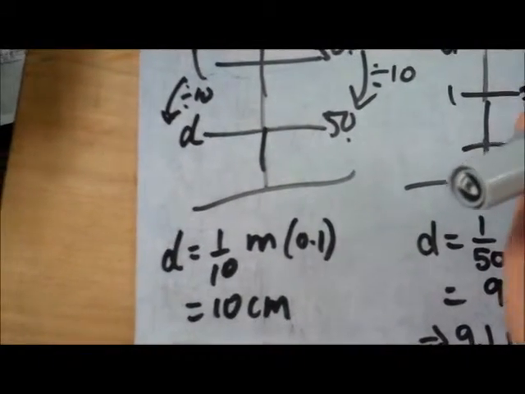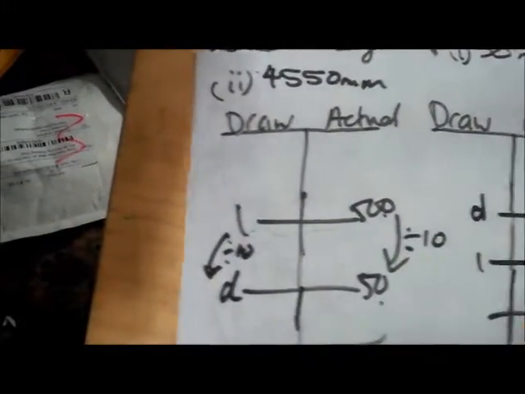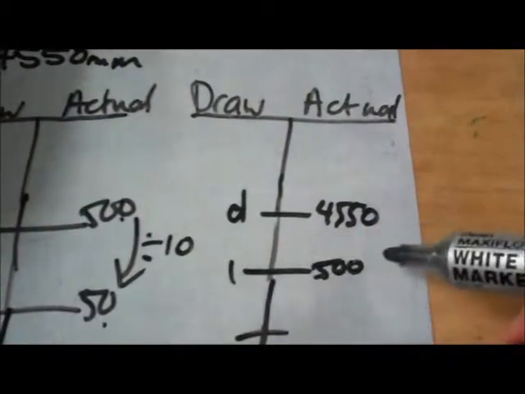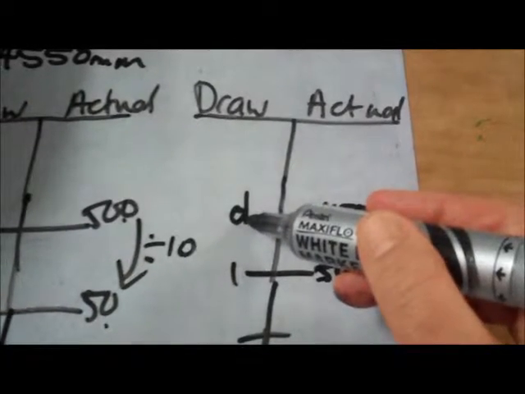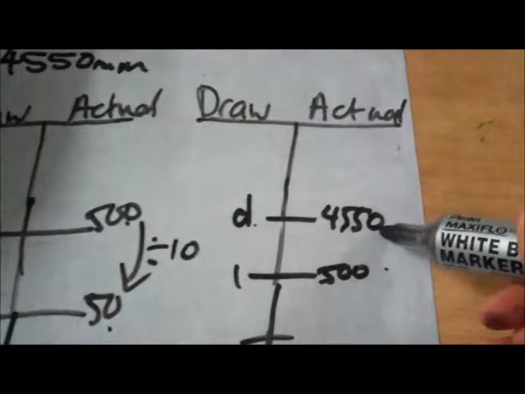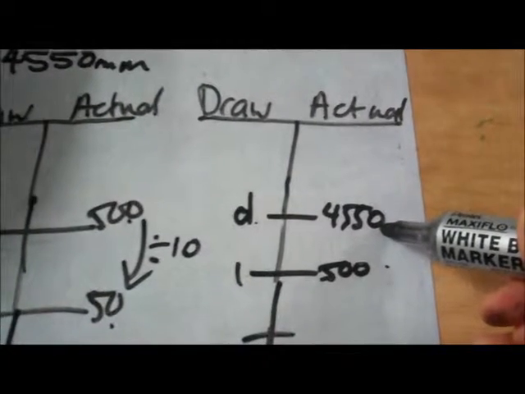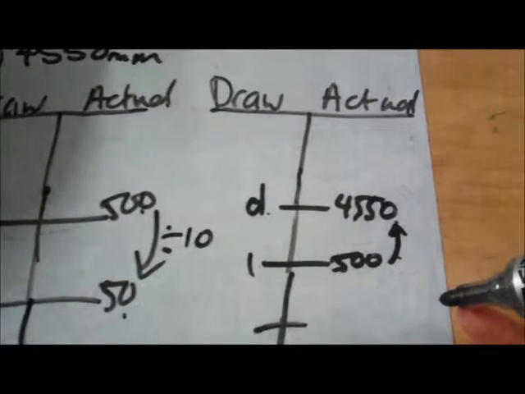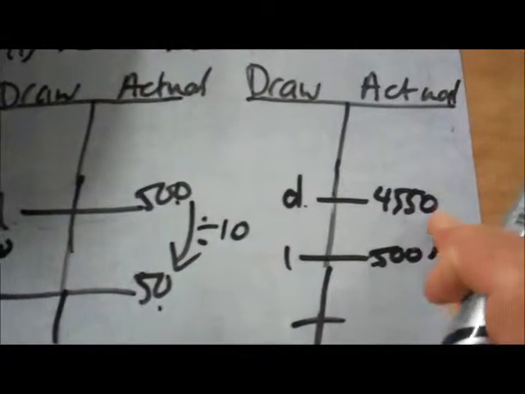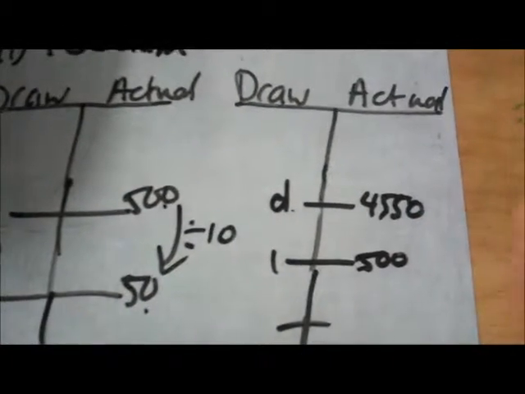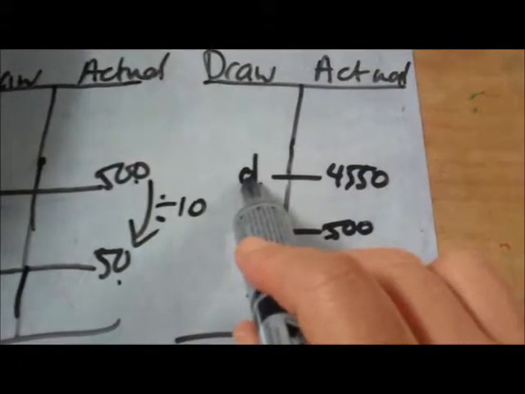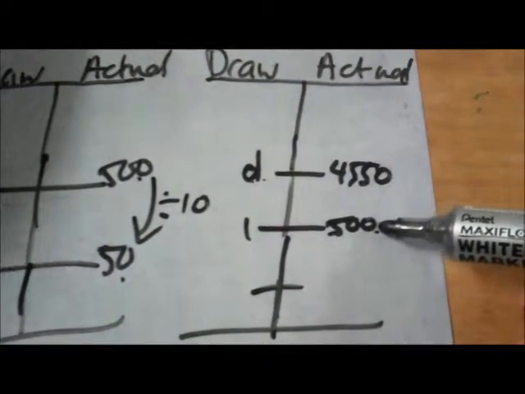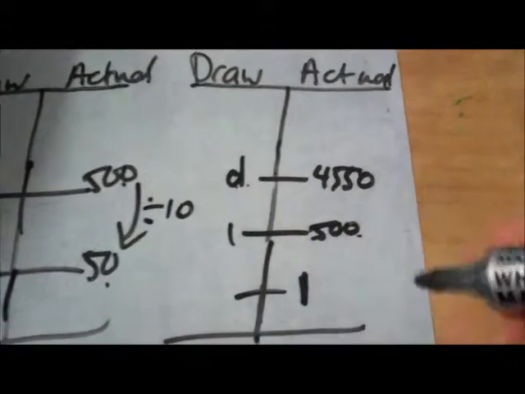Alrighty. The next one, 4,550 millimeters. So I've got here, I know my scale factor is 1 to 500. I want to know how big the drawing is, given that the actual distance is 4,550 millimeters. I don't know easily what the number is that I'd have to multiply to get to that. So I'm going to use my double number line to work it out. So this is the unknown, the drawing size. So I have to start on this side. I have to start here because this is where I know the two values. So the 1 is going to be there.